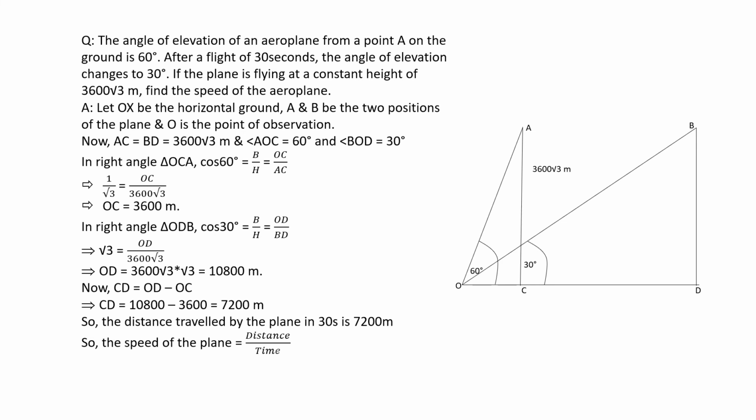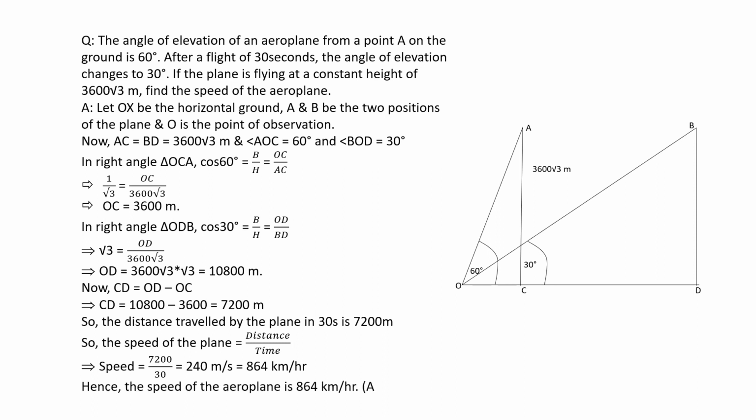So we can write the speed. We know the speed of the plane is distance by time. The speed is 7,200 by 30, which is nothing but 240 meters per second. Or if we convert it to kilometers per hour, we get 864 kilometers per hour. Hence, the speed of the airplane is 864 kilometers per hour. That is the answer.